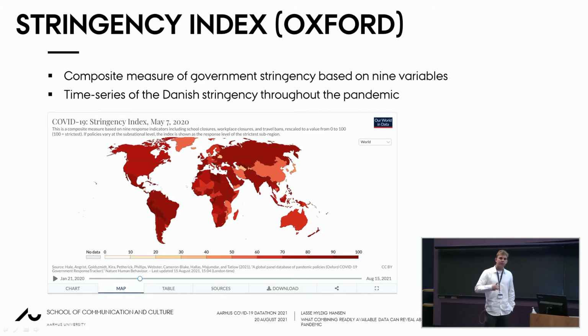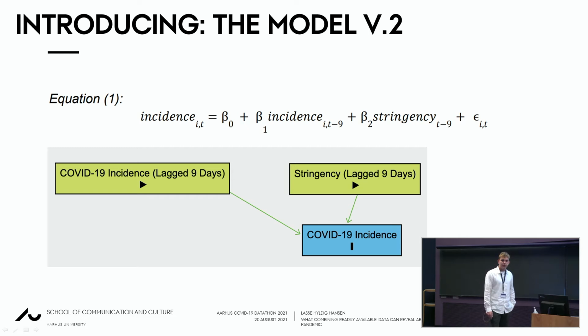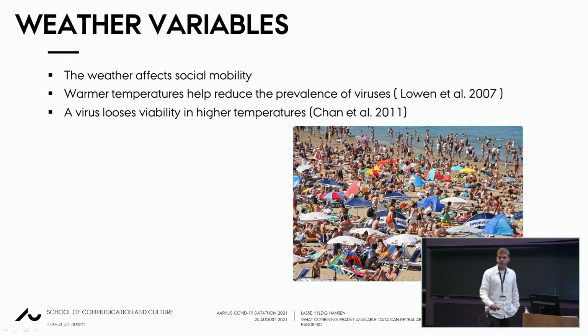So stringency we took from Oxford University, and they made this composite measure of government stringency based on 9 different variables in society. So we took this time series and added it to the time series from the SSI, and we had a national average of the stringency index for every day. So that's the next thing we add to our model, just like we followed the DAG throughout the talk.